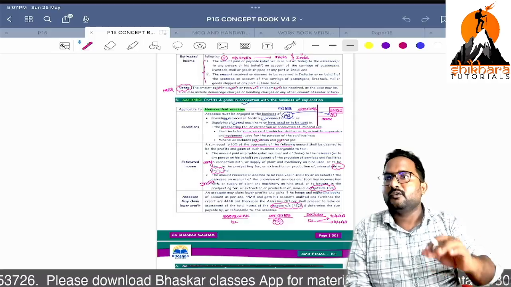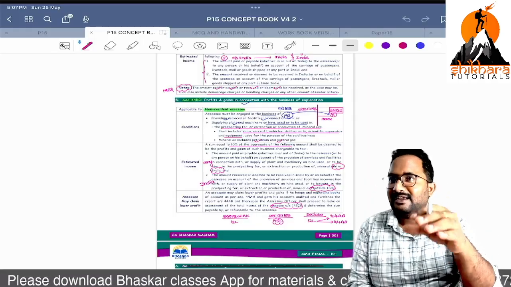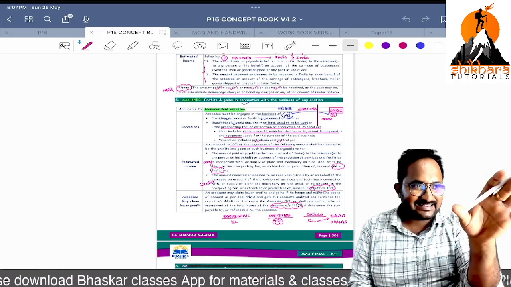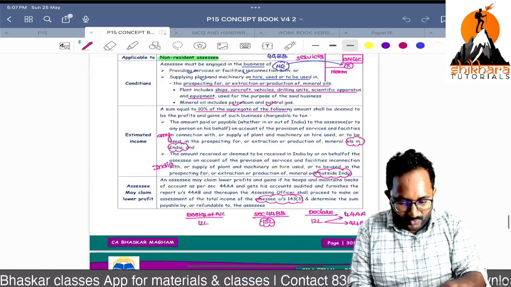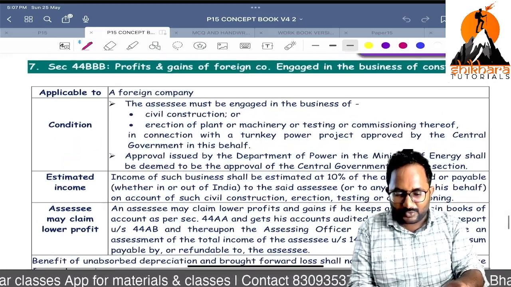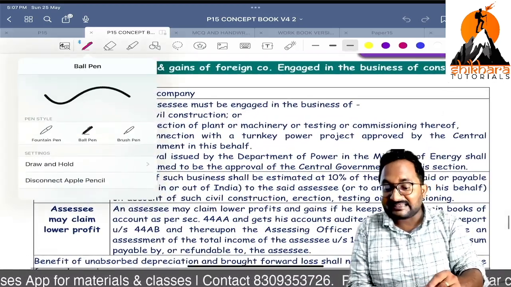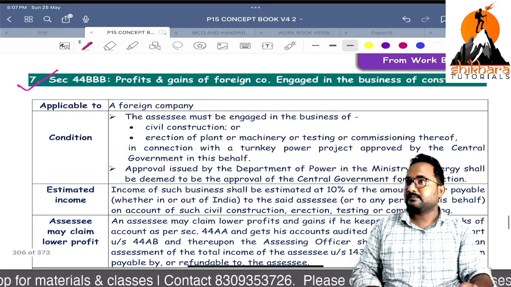Are you following what the provisions are for these? Presumptive taxation. We are discussing CMA final direct taxation, in the non-resident chapter. So you are a CMA final student, and I am a CMA final direct taxation faculty. Now I am going to discuss 44BBB. This is a 7-mark question in the last exam.